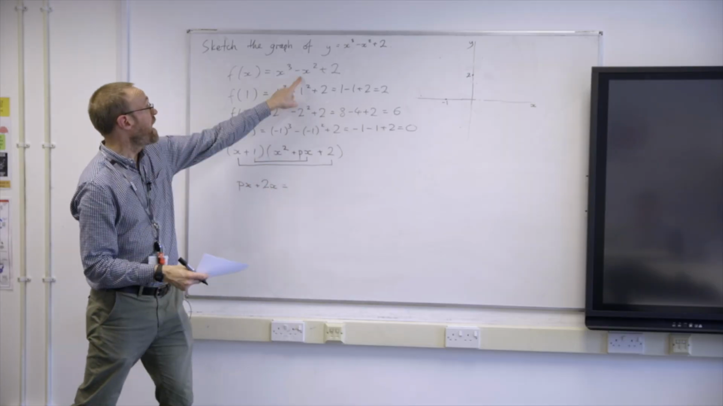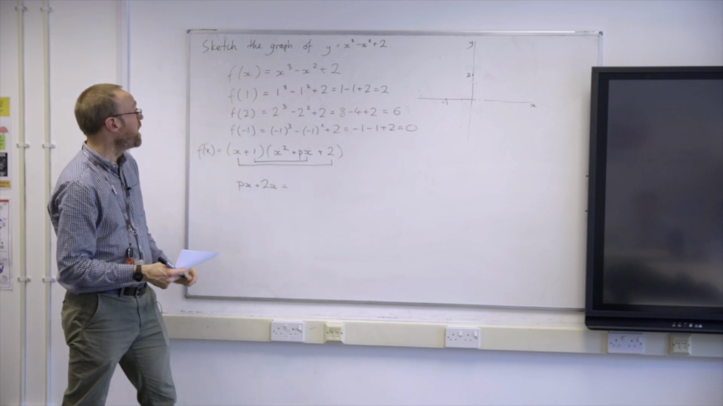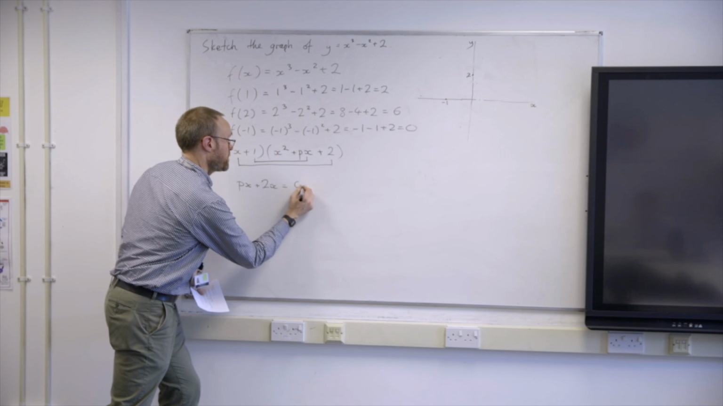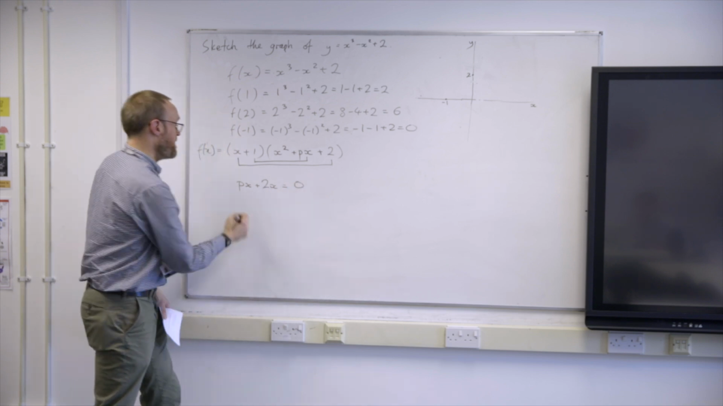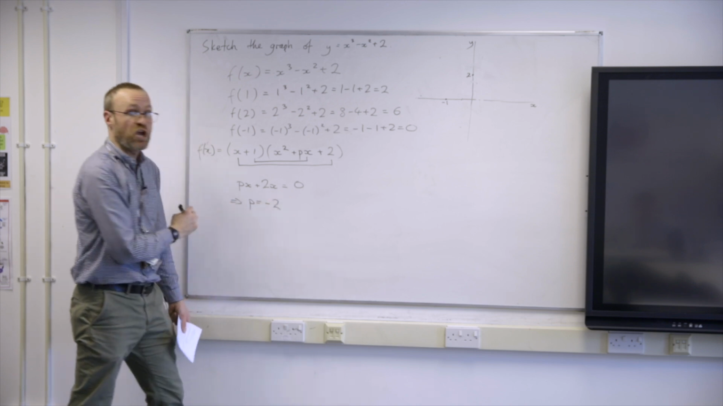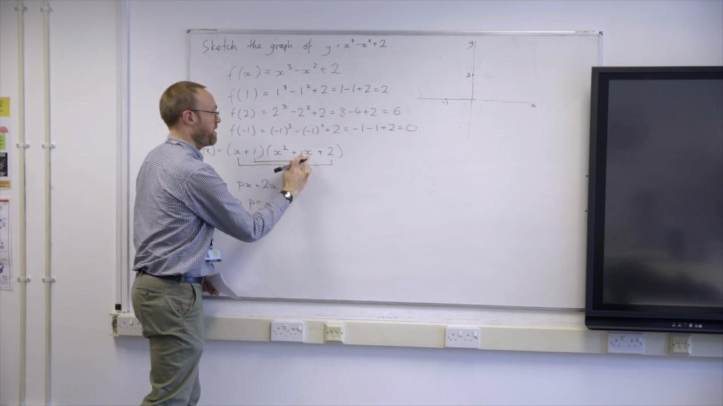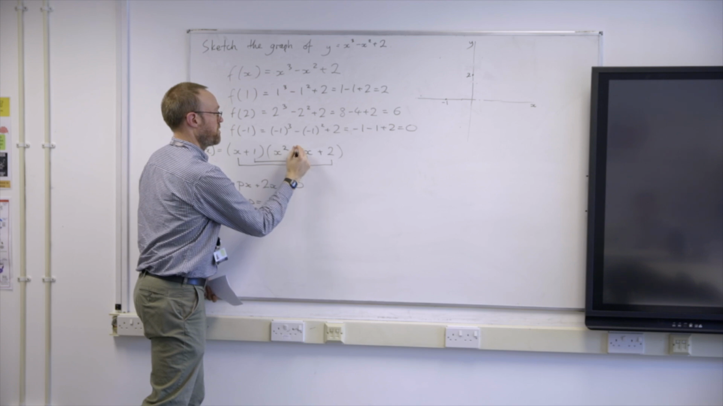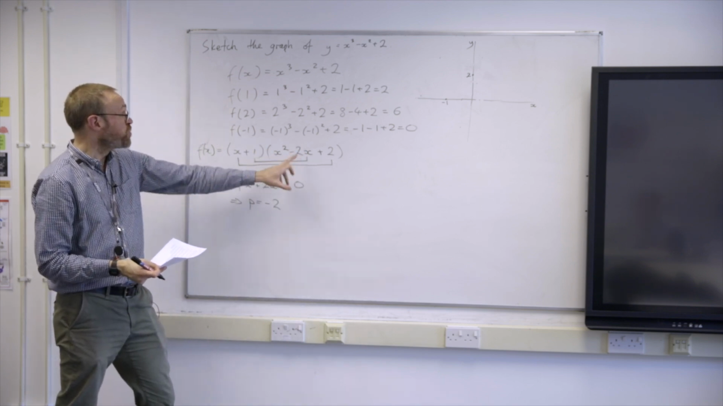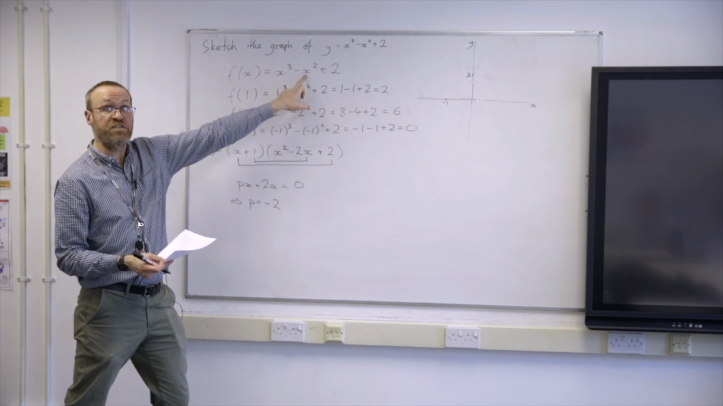That's got to come out as 0 because there's no x term. So that's got to be 0. And that tells me that p has got to be minus 2, right? So I can write that in there. So that's factorised it. I just want to check that this gives me minus x squared.